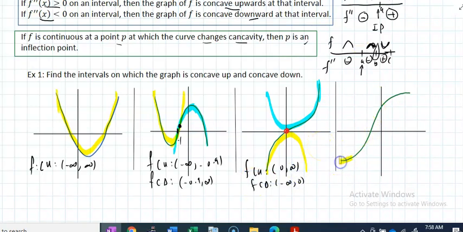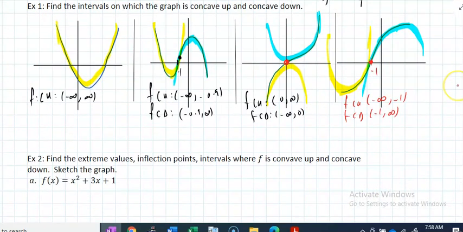And if I look at this, if this is a parabola, it should look something like this. And if this is a parabola, it should look something like this. So the inflection point happened to be right there. I'm going to call that negative 1. And I'm going to say f is concaving up from negative infinity to negative 1, and f is concaving down from negative 1 to infinity. And there it is.